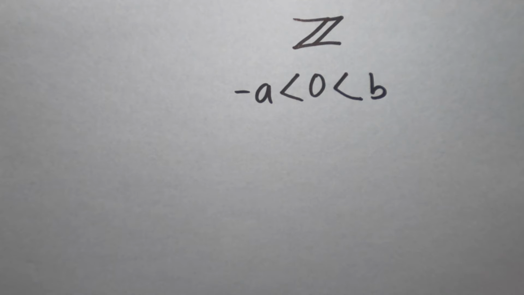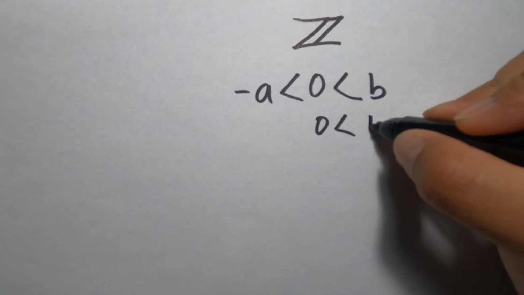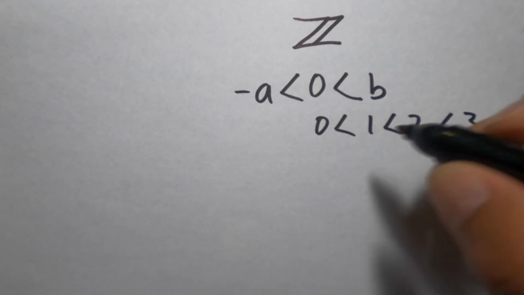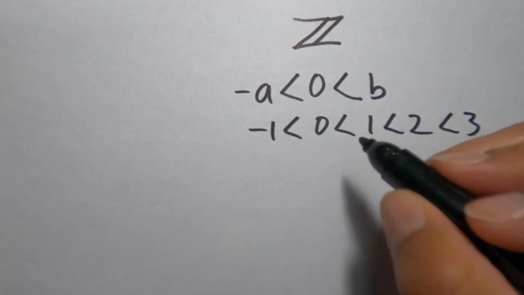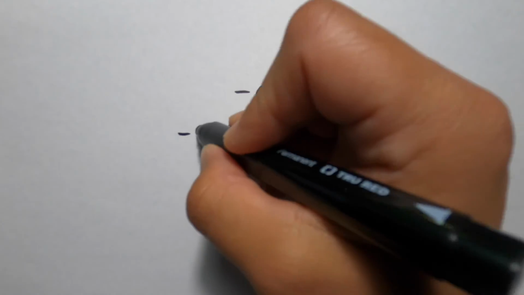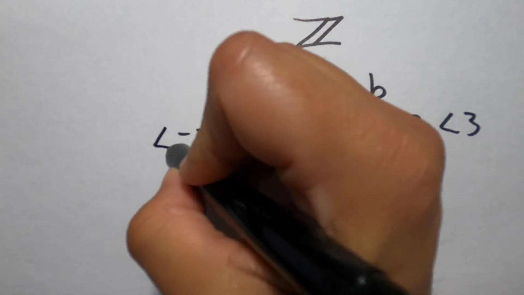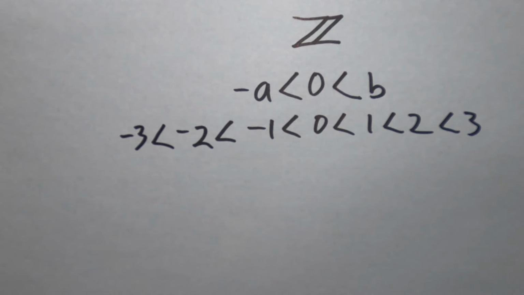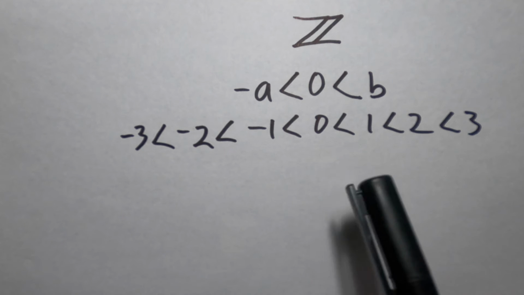So now we know that 0 is less than 1, 1 is less than 2, 2 is less than 3, and then let's say -1 is less than 0, -2 is less than -1, and we could say -3 is less than -2. But what does that actually mean? What does -1 being less than 0, what does that mean?